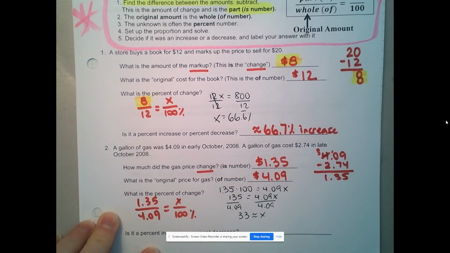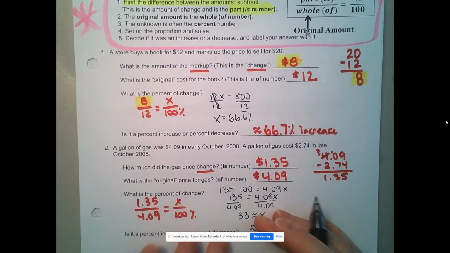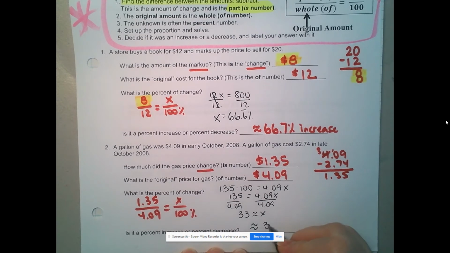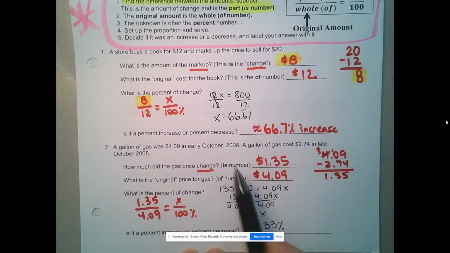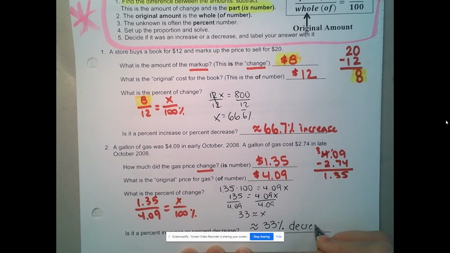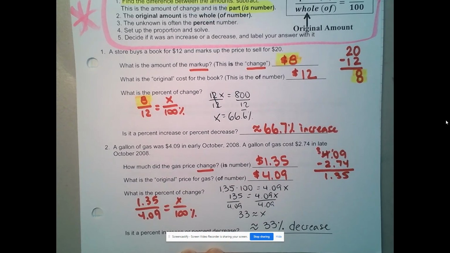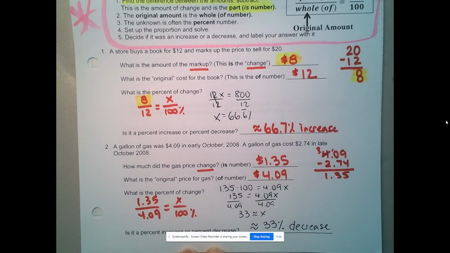So we can say approximately, or we can use the word about, approximately or about 33%. And it went from 409 down to 274. So we would say this is a decrease. So not too bad once you get the problem set up.